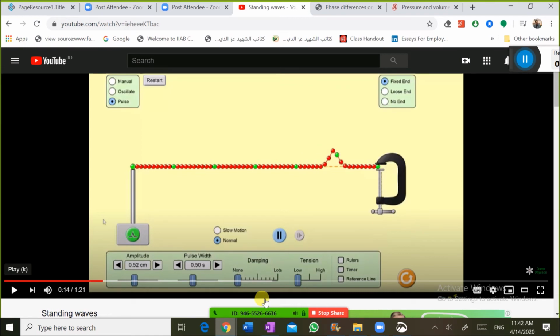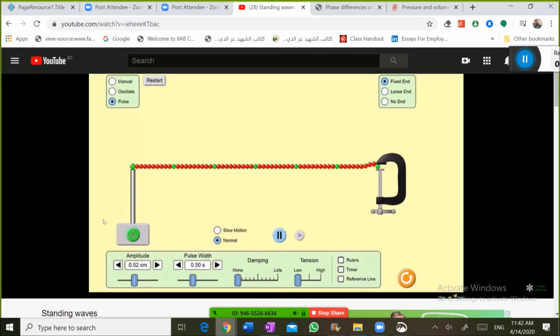This is the outgoing wave. Okay, Tariq. Now this outgoing wave, when it reaches the second fixed point, what will happen to it? It is reflected back. Okay.